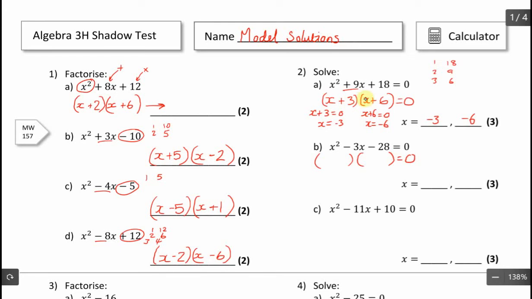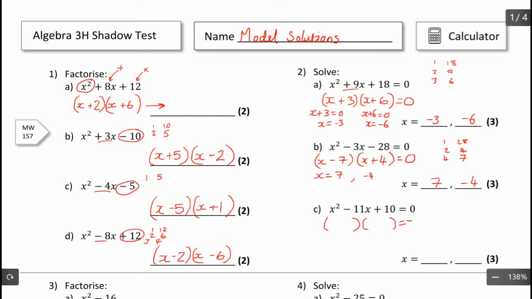For solving quadratics questions, I always leave the equals 0 in after the brackets, just to remind myself that I'm not just factorising. There's an extra step to do. So 28: 1 and 28, 2 and 14, 4 and 7. And I need to make negative 3, so I'm going to have negative 7 and plus 4. So x is going to be equal to 7 and negative 4. Doesn't matter what order you give these in.